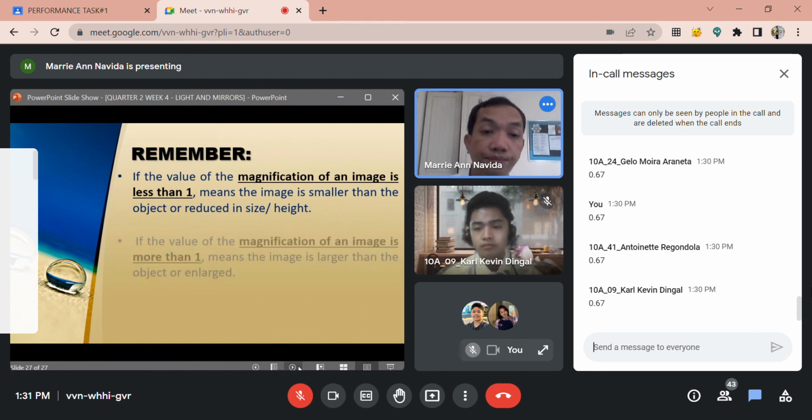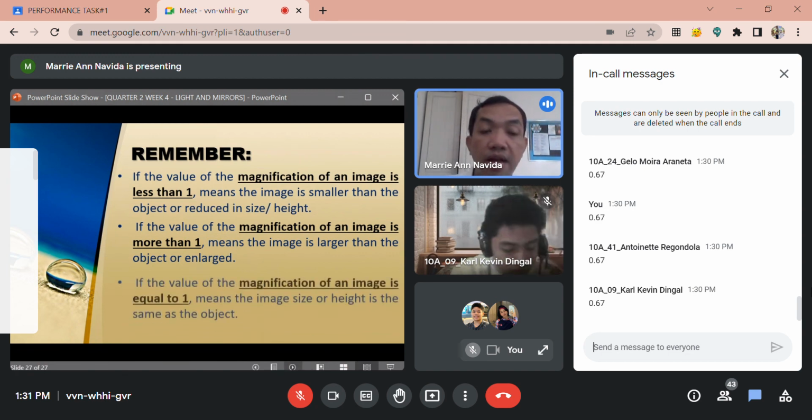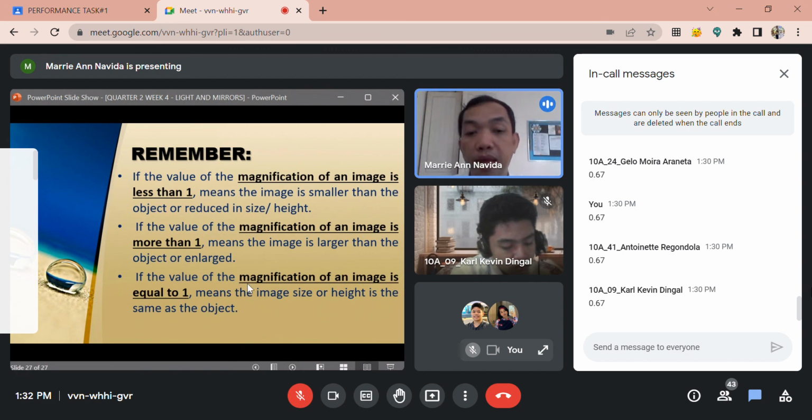On the other hand, if the value of the magnification of an image is more than 1, it means that the image is larger than the object or enlarged. Then on the other side, if the value of the magnification of an image is equal to 1, it means that the image size or height is same as the object. Now, upon checking your answer, you got 0.67. Then, what is the size of the image?